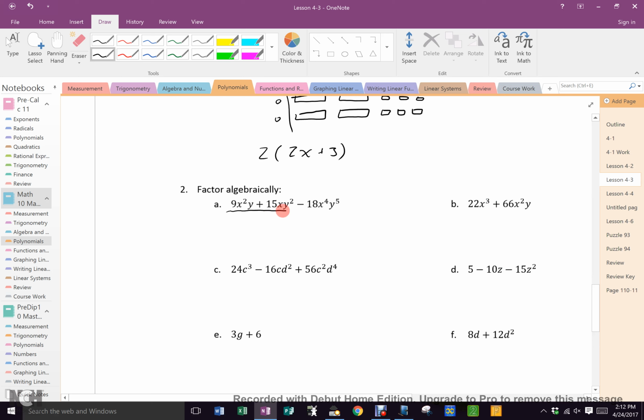So, what is my GCF here? 3xy. Only one of each. So 3xy goes on the outside, and the middle is just all the answers. 9 divided by 3 is 3. X squared divided by x is x. Y divided by y is gone. Plus 5y minus 6x cubed y to the fourth.